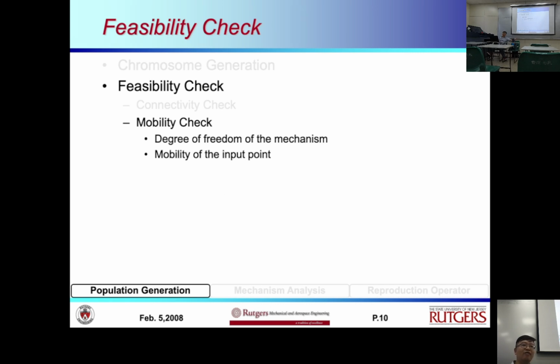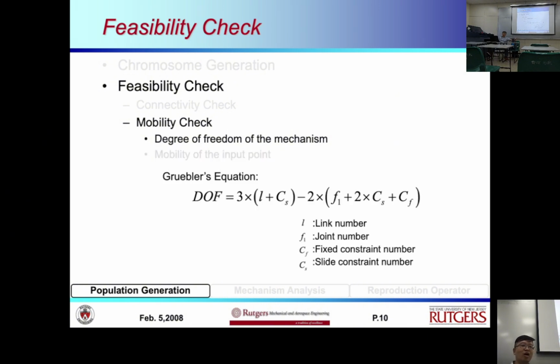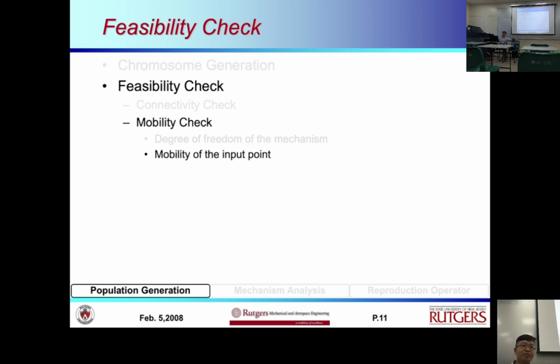Then for a traditional mechanism, she wants the degree of freedom 1, so she used the degree of freedom equation to compute the mobility. She only allows degree of freedom of 1. Okay.